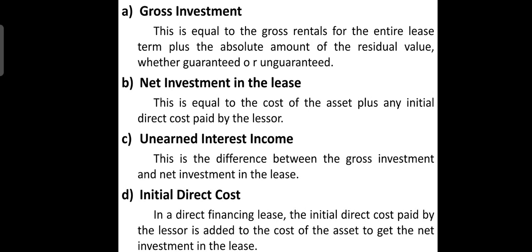Net investment in the lease. This is equal to the cost of the asset plus any initial direct cost paid by the lessor. Unearned interest income. This is the difference between the gross investment and net investment in the lease. And lastly, the initial direct cost. In a direct financing lease, the initial direct cost paid by the lessor is added to the cost of the asset to get the net investment in the lease.